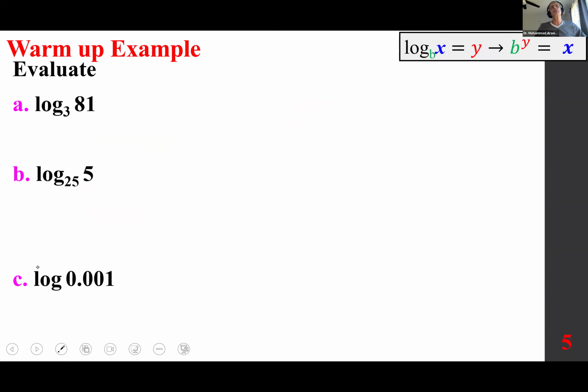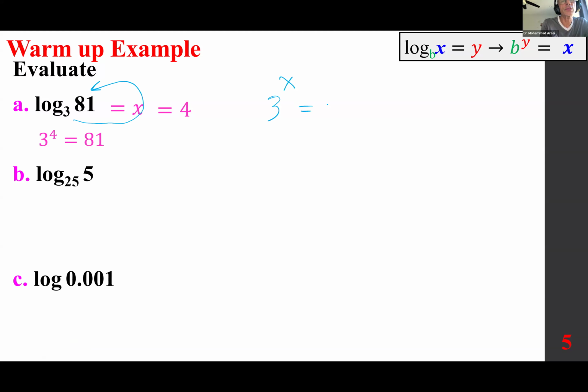All right, let's look at some warm-up examples regarding logs. So what is log of 81 base 3? If we don't know, we say, okay, what about x? And you perhaps know 3 to the power of 4 is 81, therefore the answer is 4. However, if you don't know that, this is the way you are going to work it out. You write 3 to the power of x must be 81. And again, you should know 81 is 3 to the power of 4, so x becomes 4.